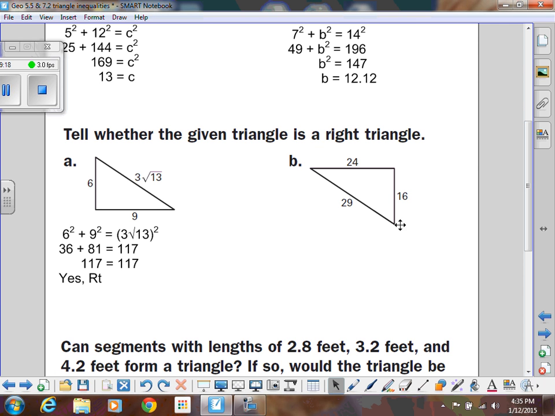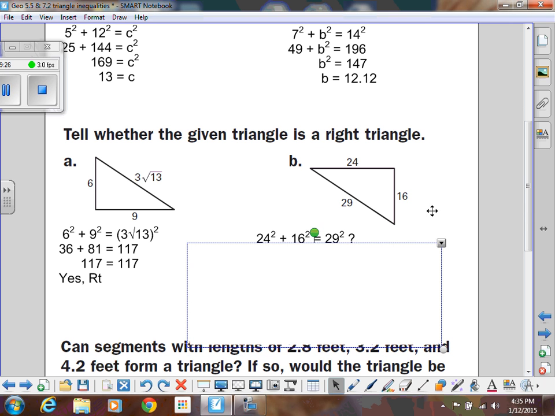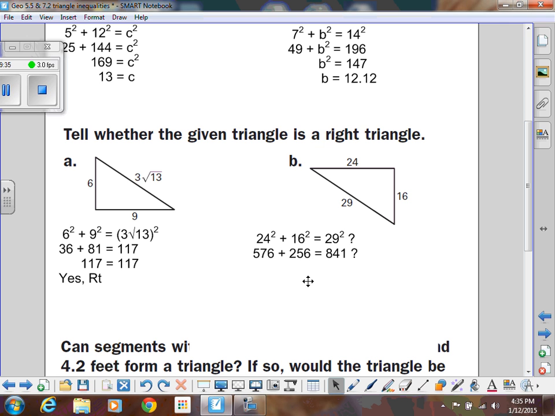Now over here, we're going to do the same thing. So is 24 squared plus 16 squared equal to 29 squared? So that's what we're going to do. We're going to square those values. So that gives me 576 plus 256.